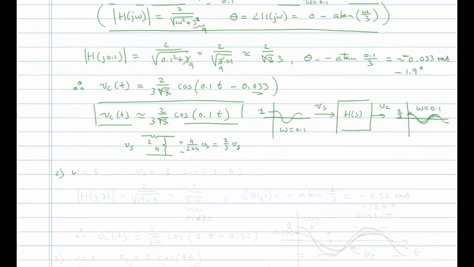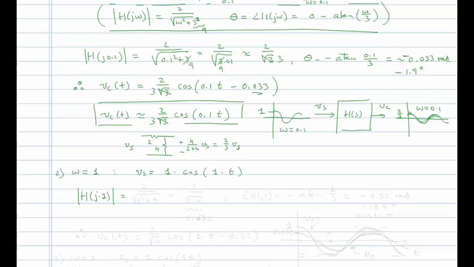But now we're going to consider omega equal to 1. In other words, Vs is equal to 1 times cosine of 1 times t. Again, now all we have to find is the magnitude of H of j1, because we're exciting the system at a radian frequency of 1.